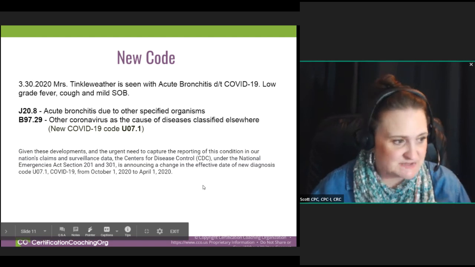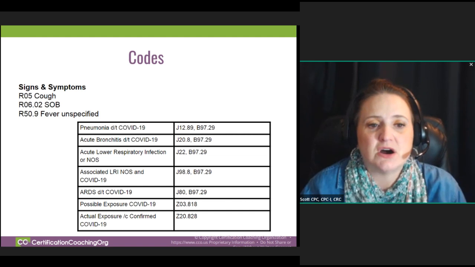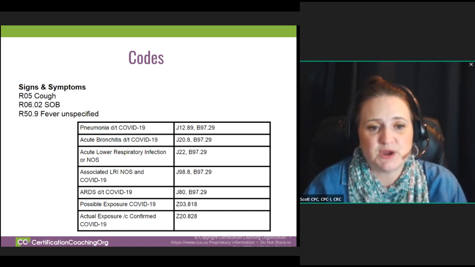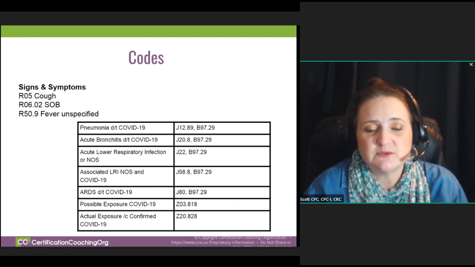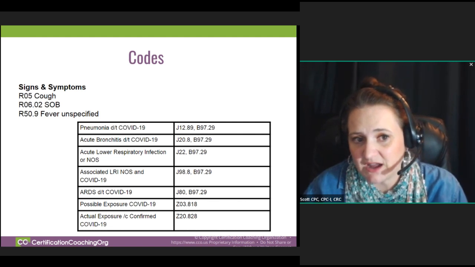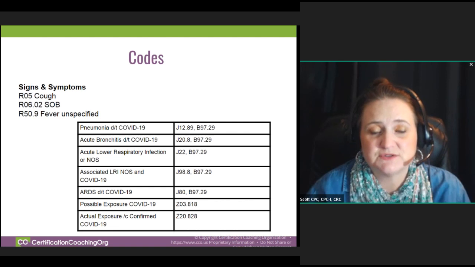Signs and symptoms. Here you go. If the signs and symptoms are going to be coded, R05 for the cough, R06.02 for the shortness of breath, fever unspecified would be R50.9. Whenever we don't have a definitive diagnosis, we're going to code the signs and symptoms. And there are your codes for you.